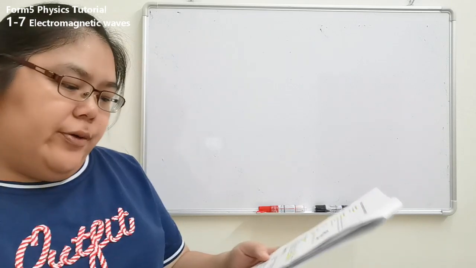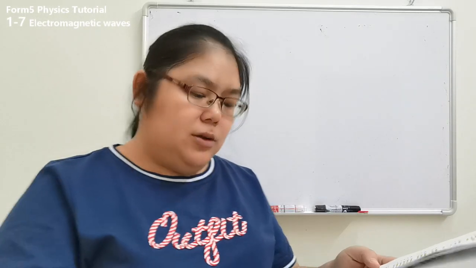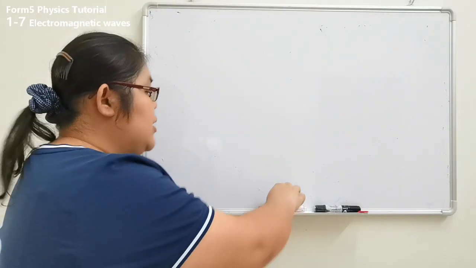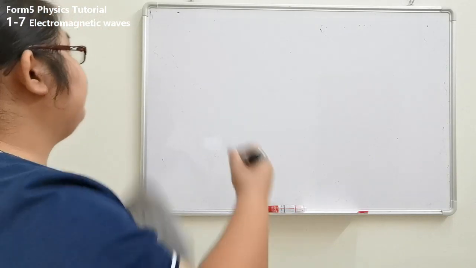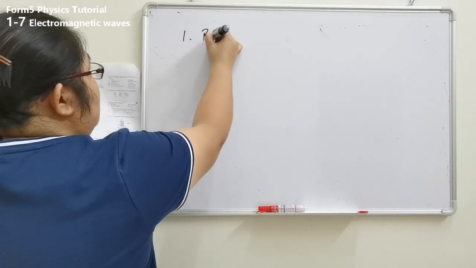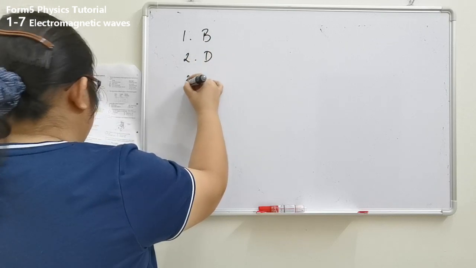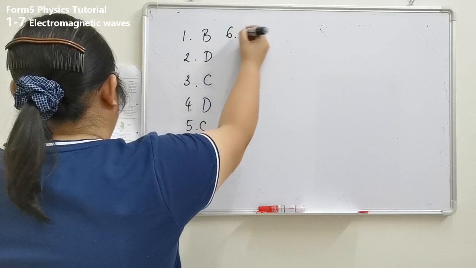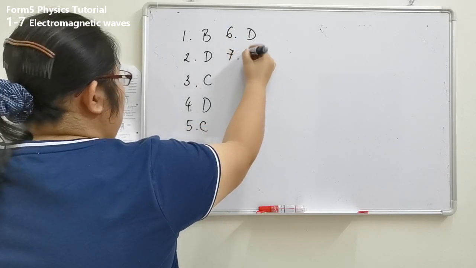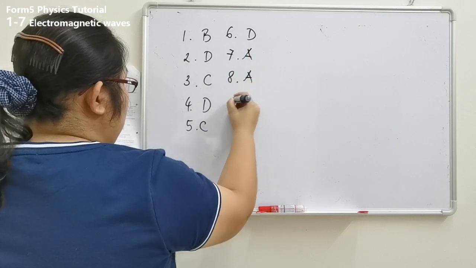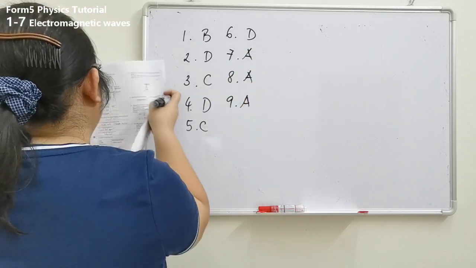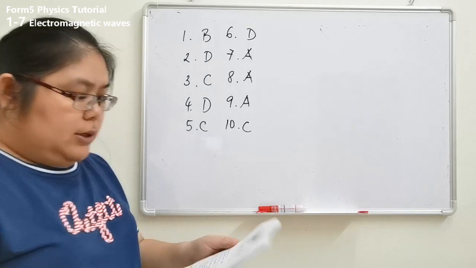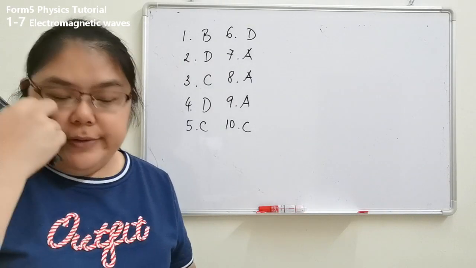Okay, so the tutorial for objective question, I think no need to discuss because it's just a concept. You just follow the spectrum, then you know the characteristic. So I straightforward give you the answer for the objective. Okay, we got 10 questions only. Then we straightforward go to structure, question 11.